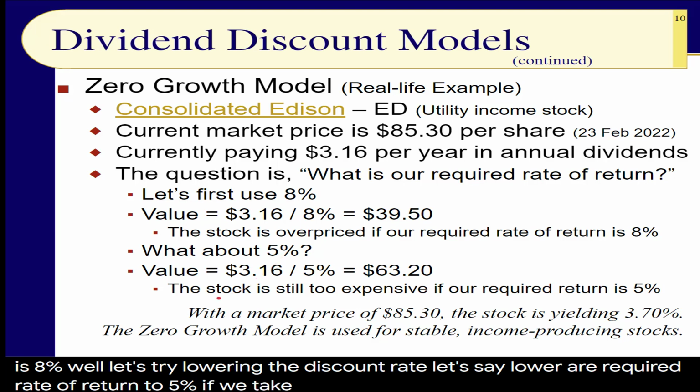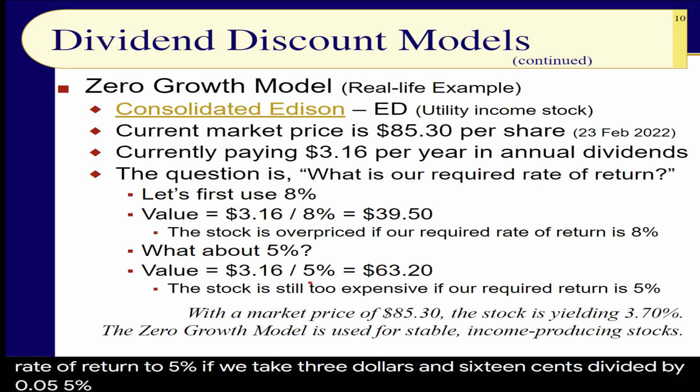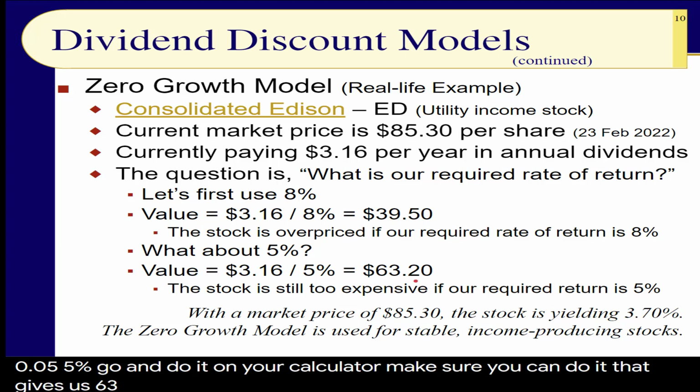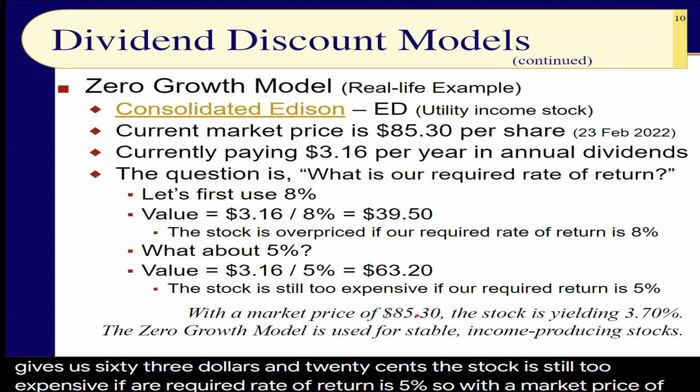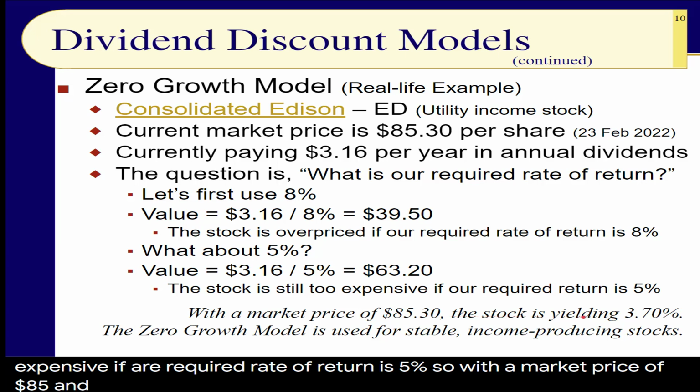If we take $3.16 divided by 0.05, 5%, go ahead, do it on your calculator, make sure you can do it. That gives us $63.20. The stock is still too expensive if our required rate of return is 5%. So, with a market price of $85.30, the stock is yielding 3.70%. Yeah, in other words, it's not giving us a whole lot of income now.